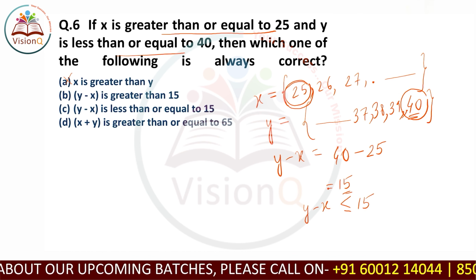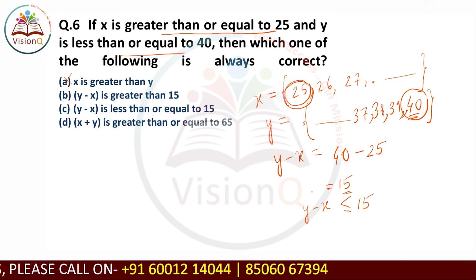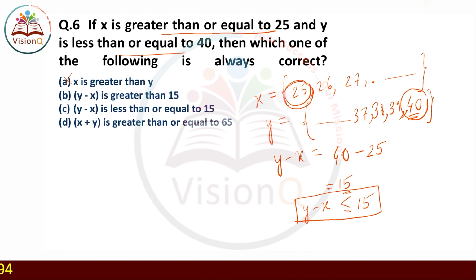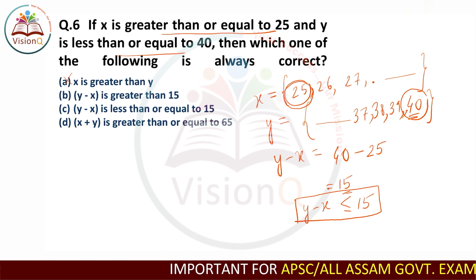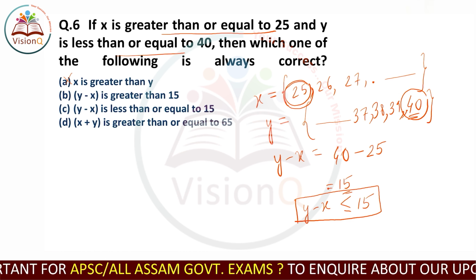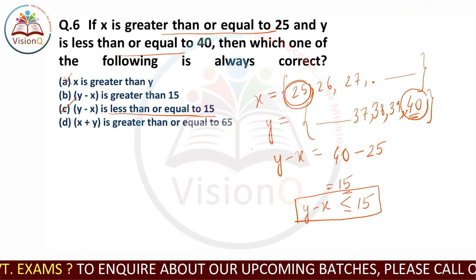You can verify by taking any example of y and any value of x. So y minus x will always be less than or equal to 15 in this particular question, because I have taken the highest value of y and the least value of x to find y minus x. So y minus x will always be less than or equal to 15. The right answer is option C. y minus x is less than or equal to 15.